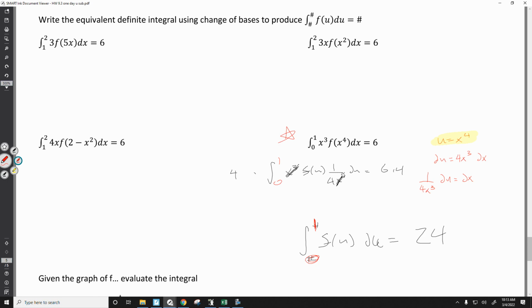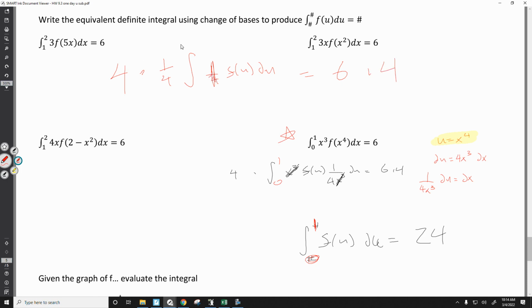I don't flip it. There's an integral property that says if you have a constant, you can just pull out the constant. And if I don't want a constant in here, I just want f of u du, and this is equal to a number, I will multiply both sides of the equation.